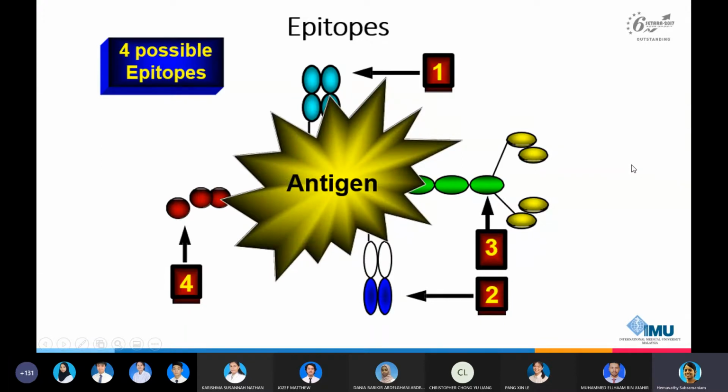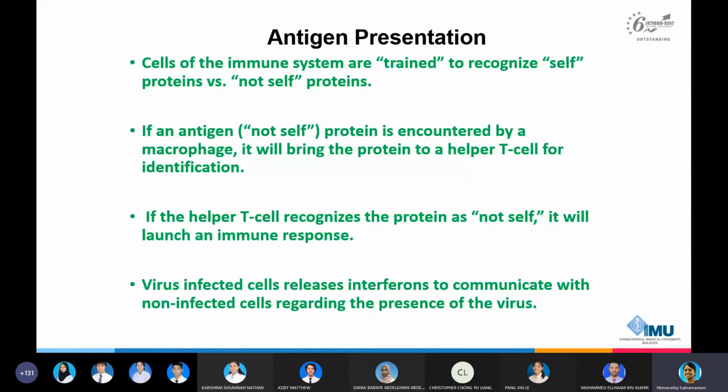As for antigen presentation, the cells of the immune system have been trained to recognize self-protein and non-self. If an antigen protein is encountered by a macrophage, it will bring the protein to a helper T cell for identification. And if the helper T cell recognizes the protein as non-self, it will launch an immune response.